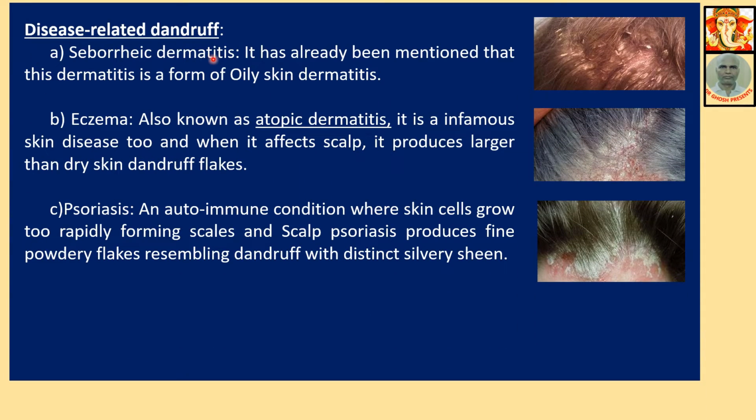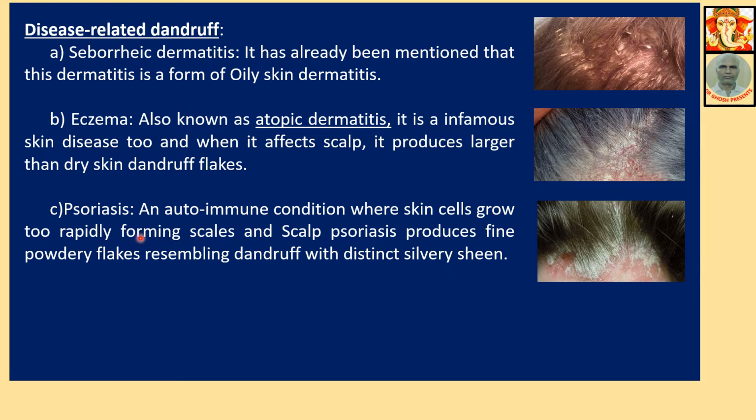Disease related dandruff. These are again three types. Seborrheic dermatitis. It has already been mentioned that this dermatitis is a form of oily skin dandruff. Eczema, also known as atopic dermatitis. It is an infamous skin disease too, and when it affects the scalp, it produces larger than dry skin dandruff flakes. This is atopic dermatitis or eczema.